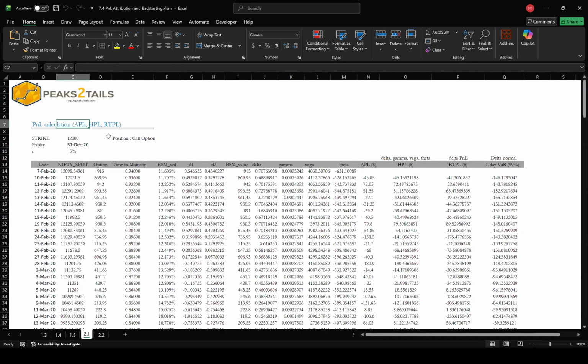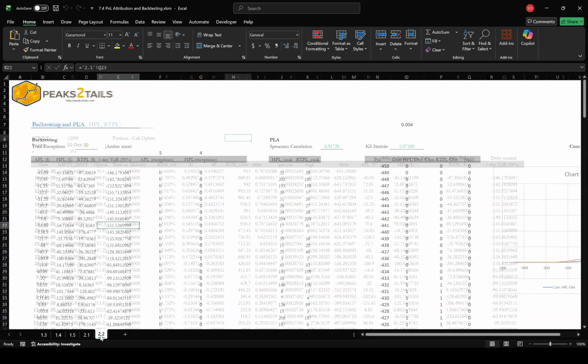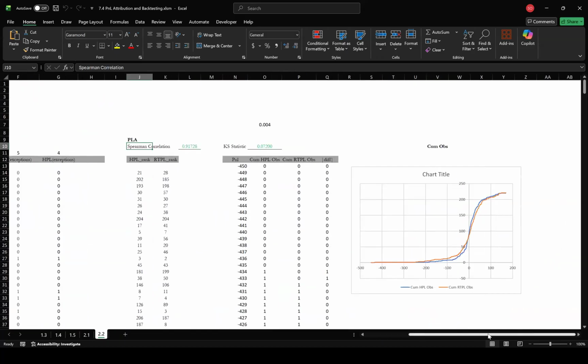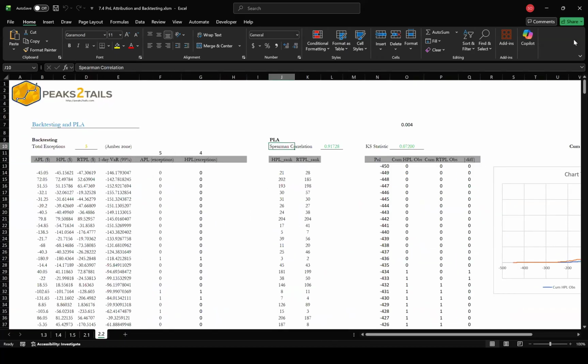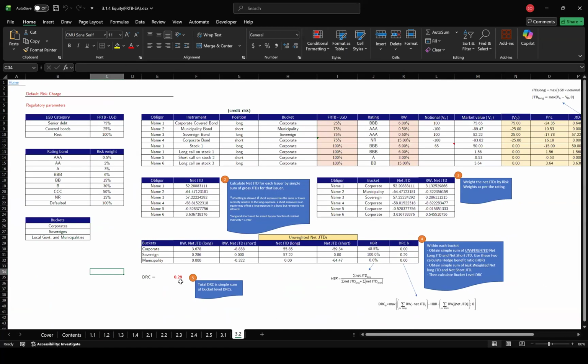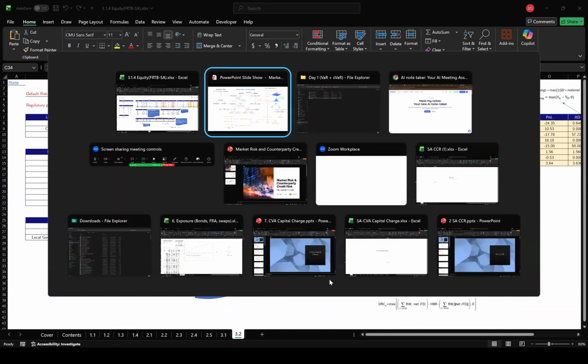We have different types of P&Ls: actual P&L, hypothetical P&L, risk theoretical P&L, right? This is the one that we use for VaR calculation. And finally, the back testing. So how many exception breaches did you see? There are 5 breaches and PLA test. So as I was saying, we cover everything from scratch with all the notes and derivations.